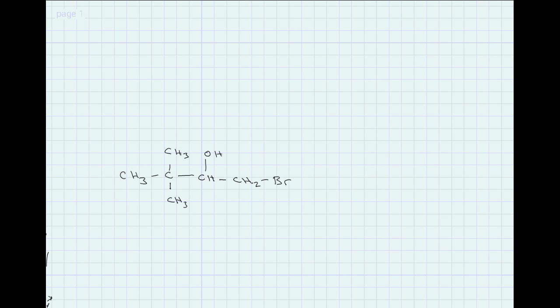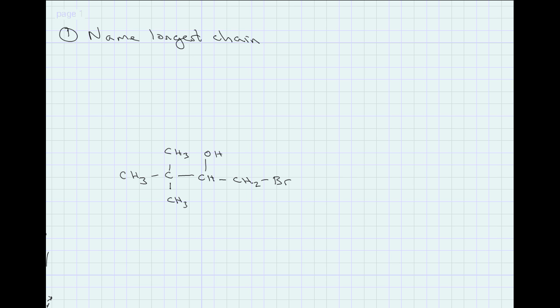So here's something we're going to look at at the beginning of class, starting next week: providing IUPAC names for alcohols. Basically, there are only three rules that you need to learn in order to give an IUPAC name for an alcohol. The first rule is to name the longest chain in the molecule.